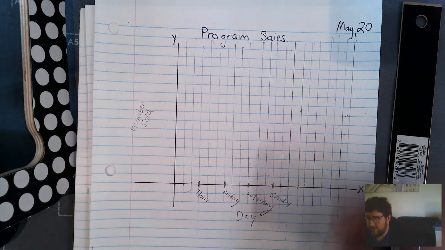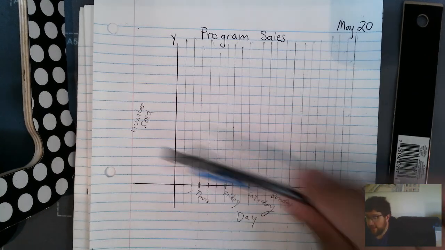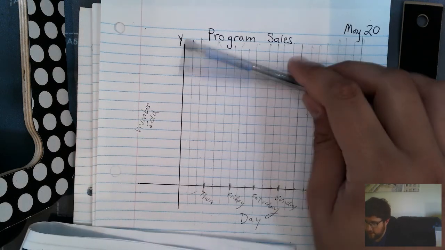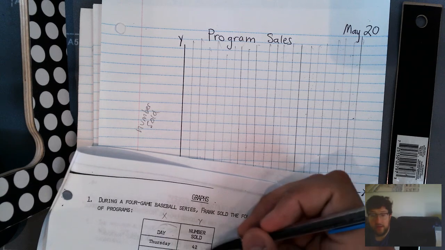I'll put that over here, number sold. And as you continue on in math, it'll be very important. You'll get marks just for putting in these titles, I promise you. So always put in titles. And then we just have to figure out how are we going to separate this so that we can include all this data.